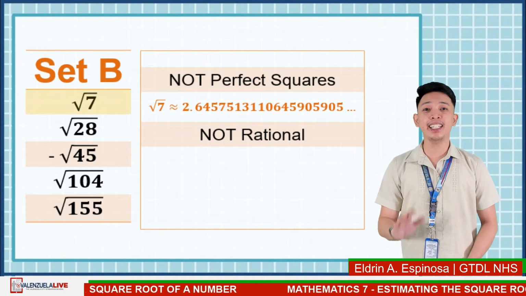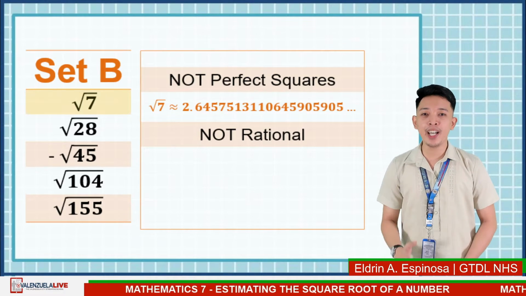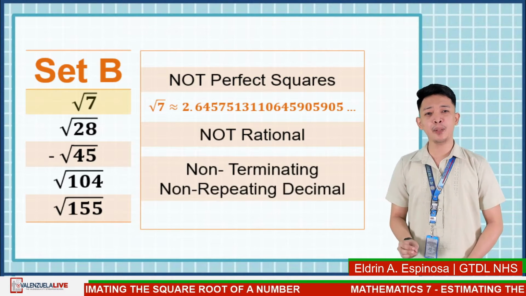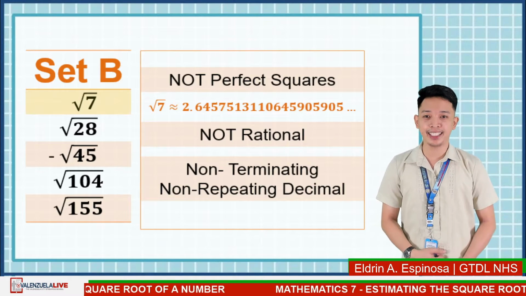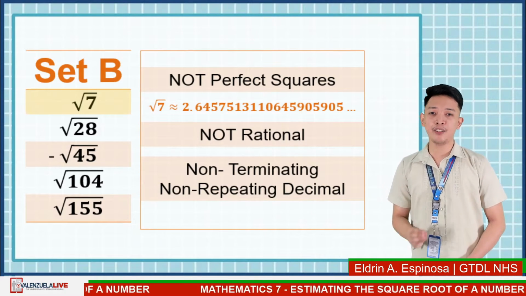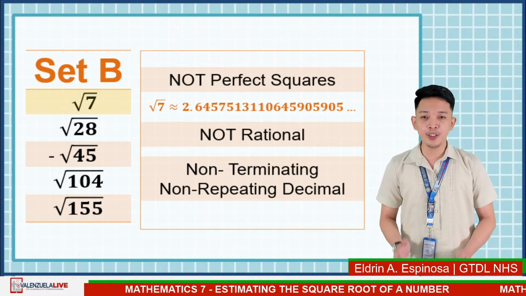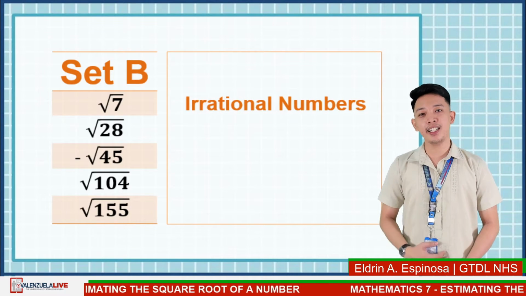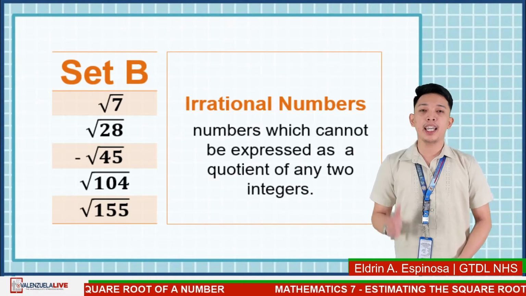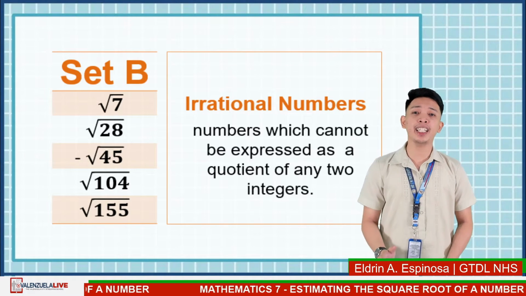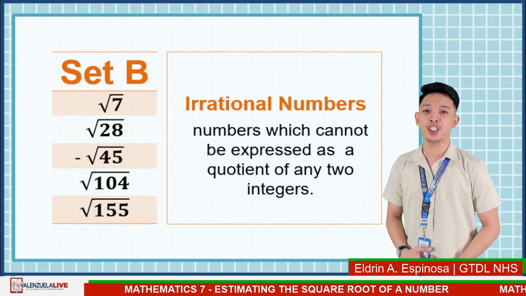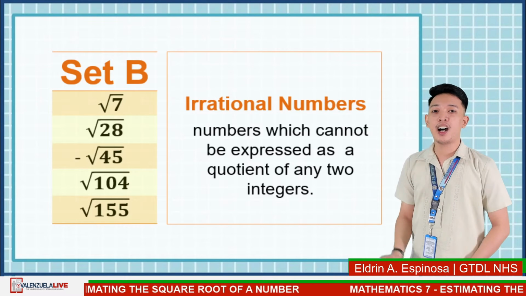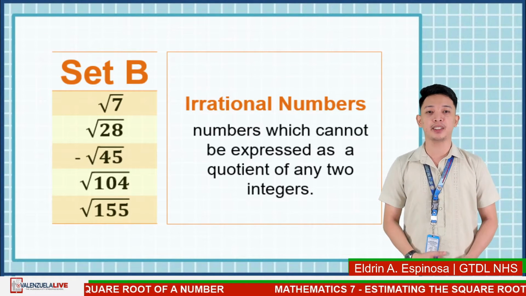All right, it is not rational. And what about the decimal? Yes, it is a non-terminating, non-repeating decimal. Numbers having these characteristics are called irrational numbers. And what are irrational numbers? Irrational numbers are numbers which cannot be expressed as a quotient of any two integers. Take note that the numbers in set B are examples of irrational numbers.